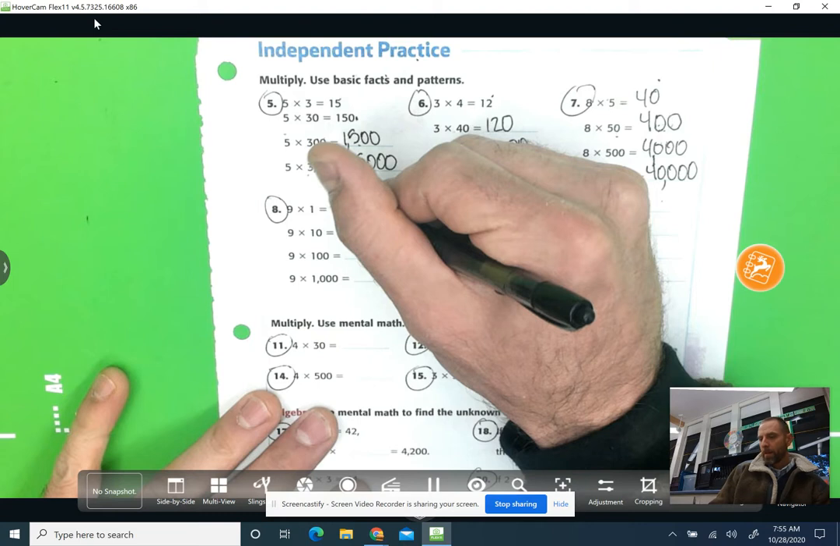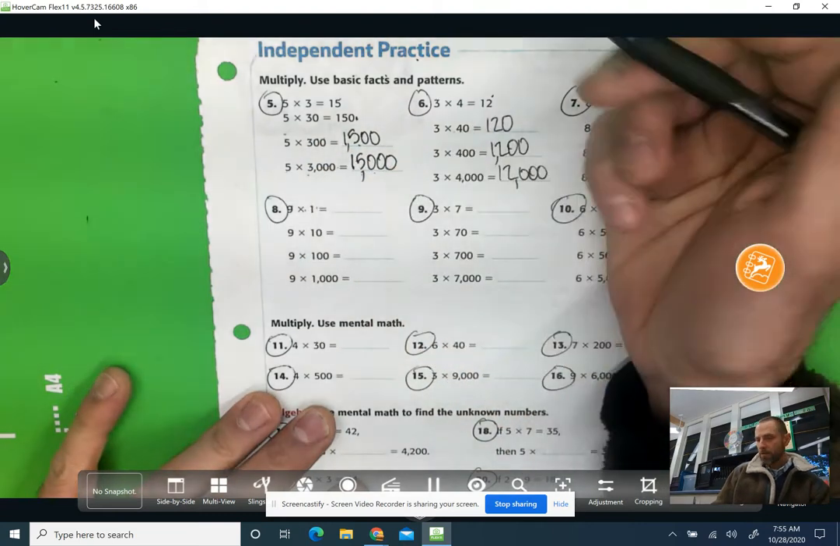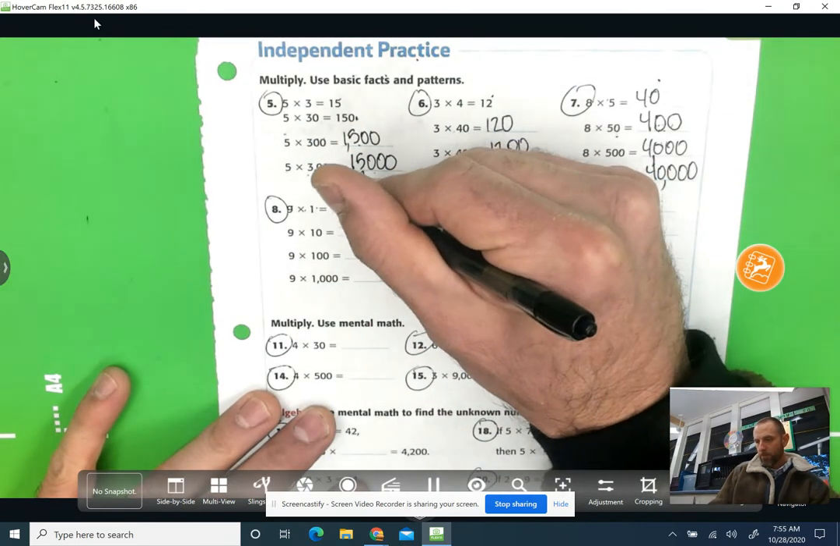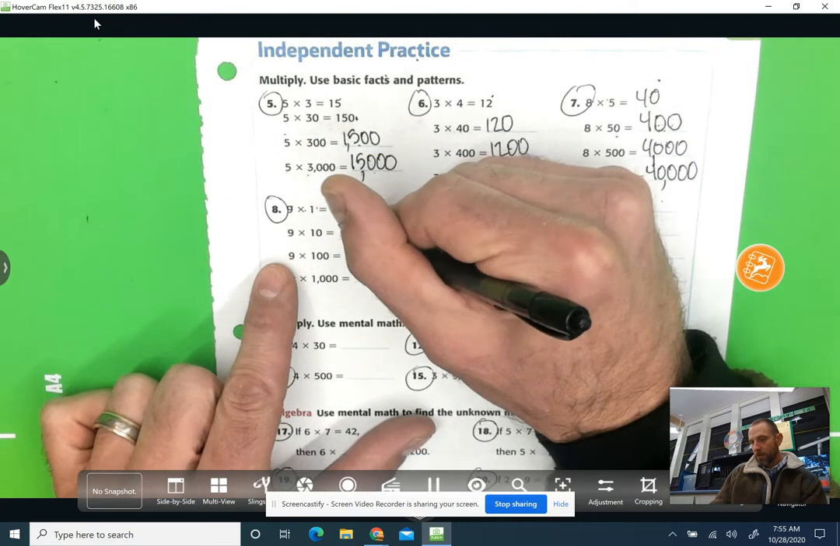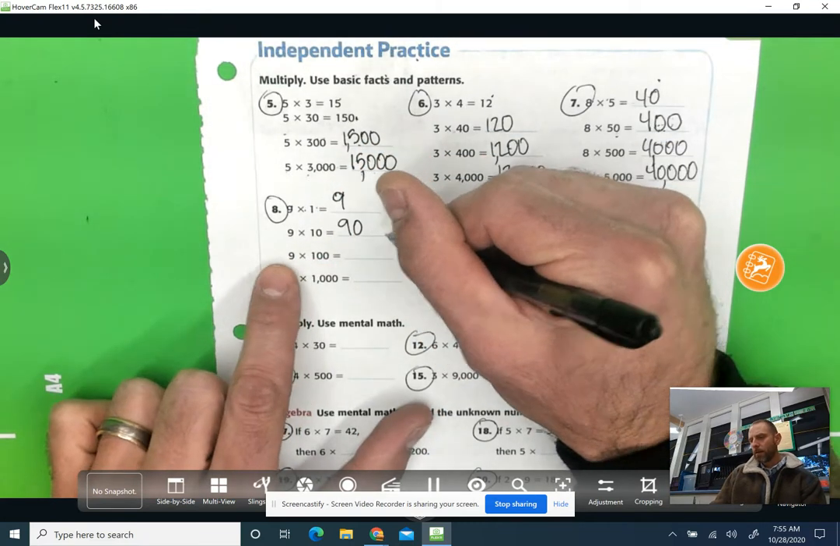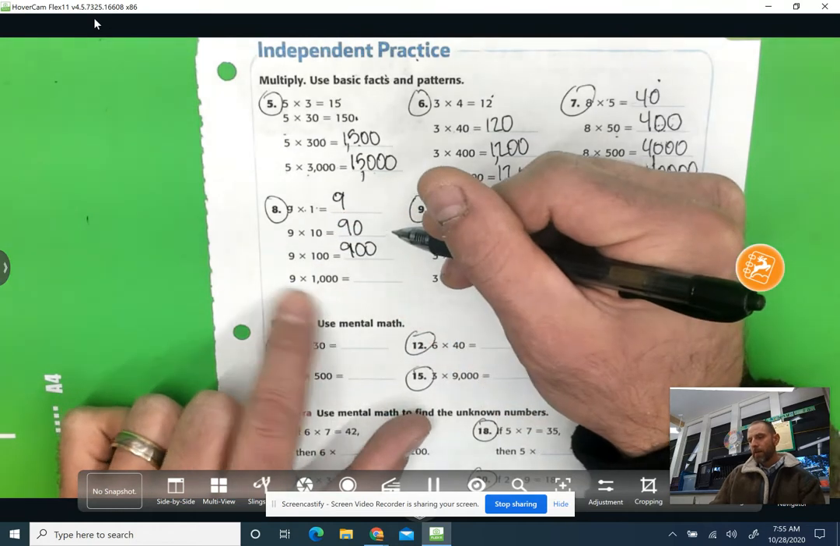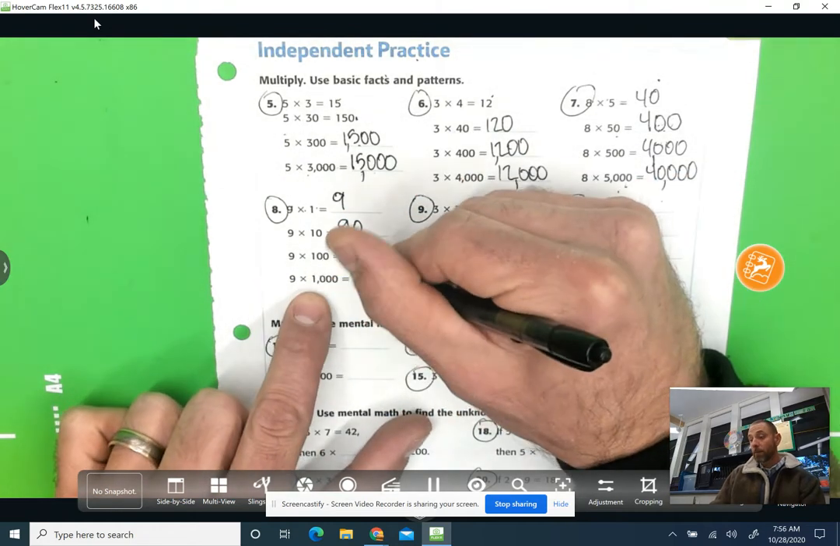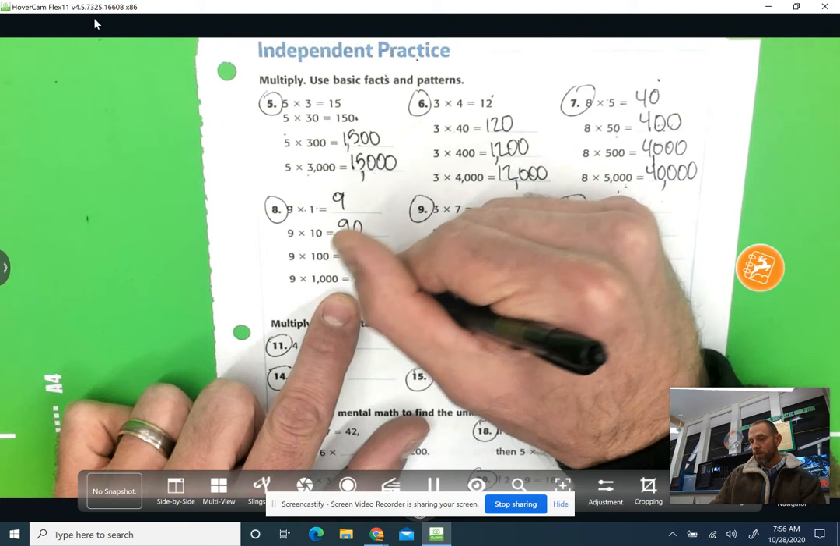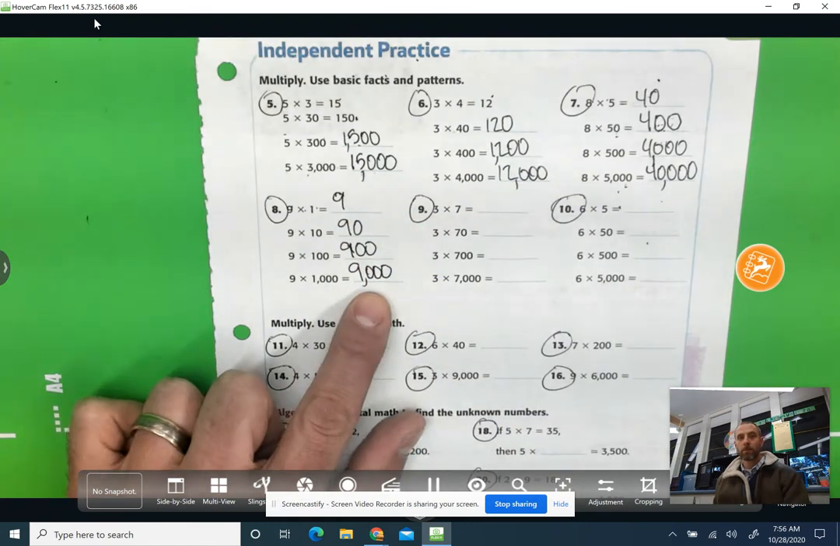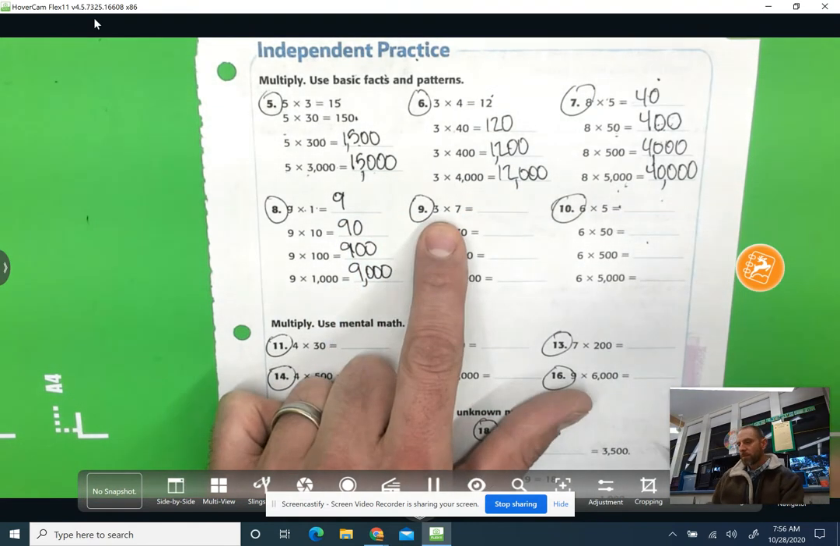All right, so let's check our answers. And we have 9 times 1, that's 9. 9 times 1 is 9 plus a 0, 90. 9 times 1 is 9 plus 2 zeros is 900. 9 times 1,000, well, 9 times 1 is 9 plus 3 zeros, 9,000. 3 times 7, 21.